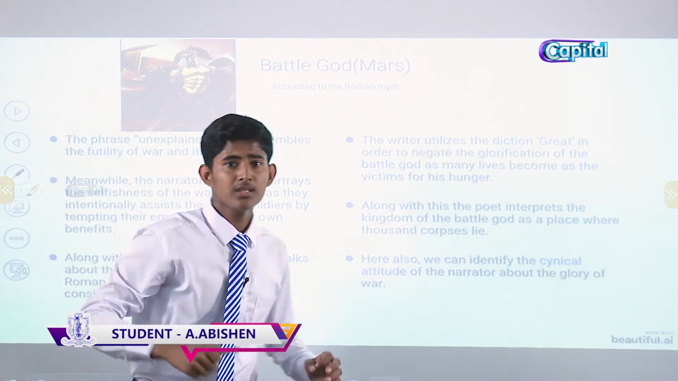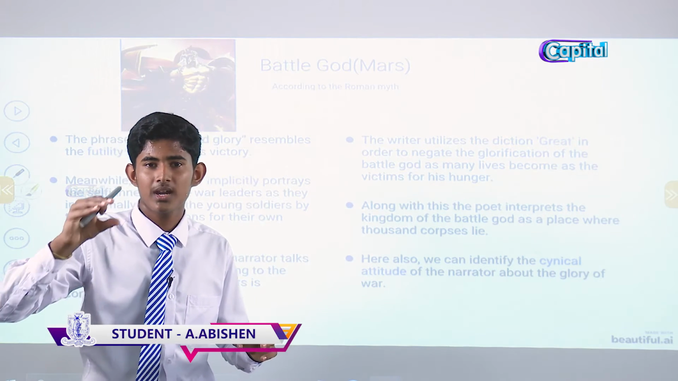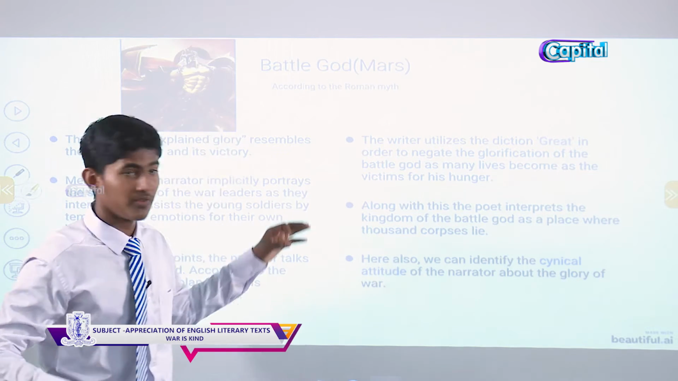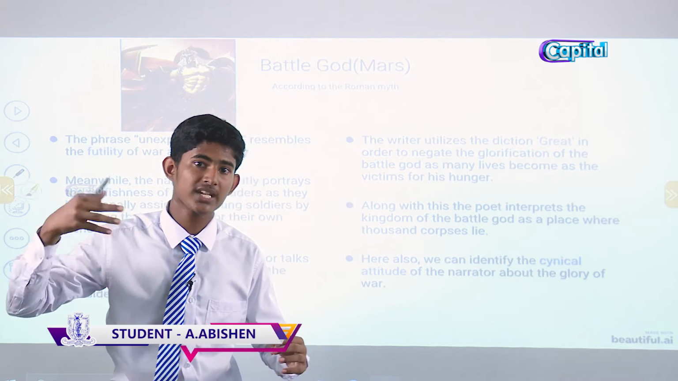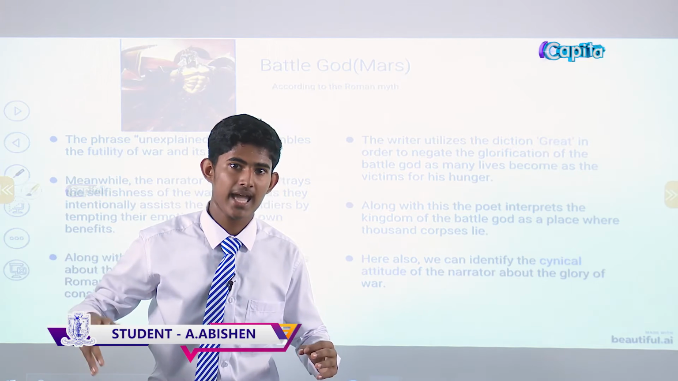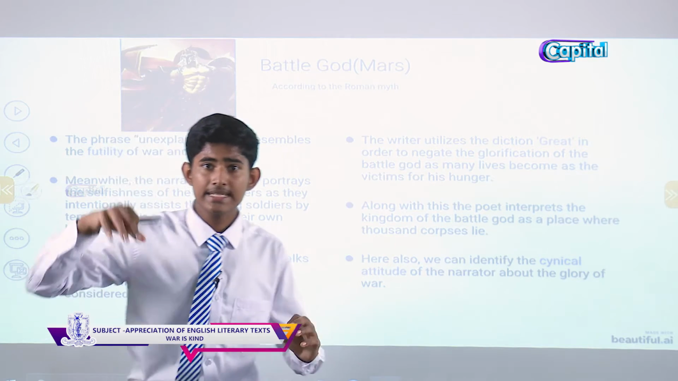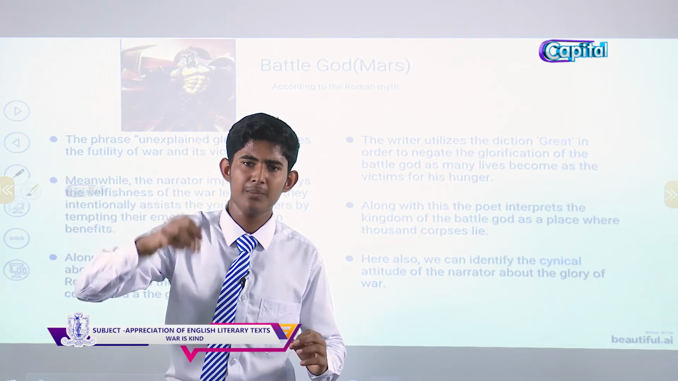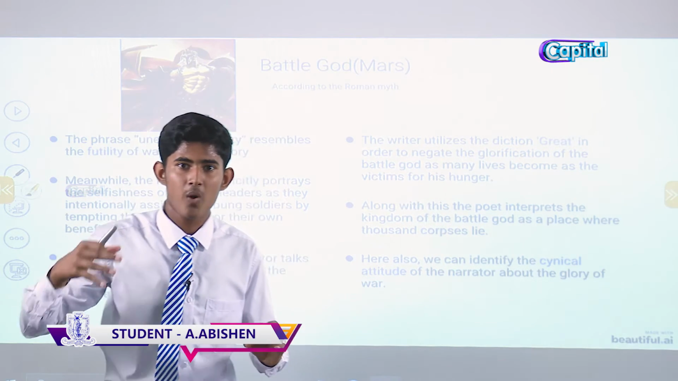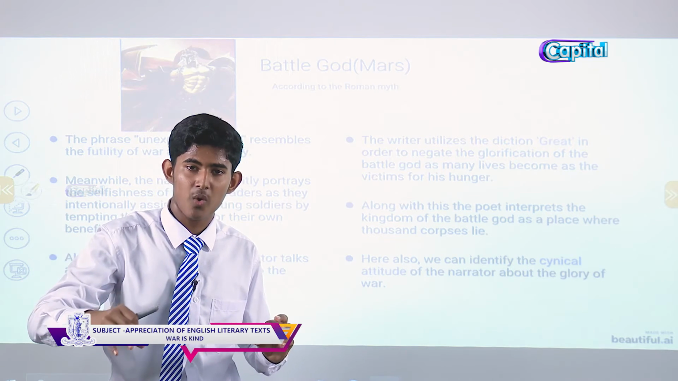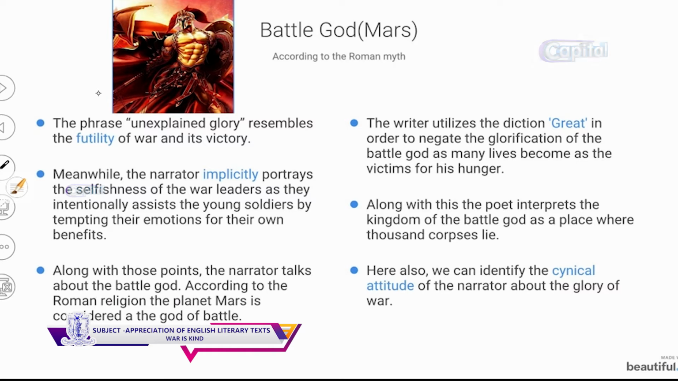And the poet is negating the battle god's glorification also, because he uses some sarcastic adjectives in front of it: great is the battle god, great and his kingdom, filled with 1,000 corpses. Also he addresses the kingdom of the battlefield as a field where 1,000 corpses lie. Corpses means the dead bodies. Actually, these young men become the main meal for the hunger of this battle god. So, in the second stanza, the poet not only negates the glorification of the war, but also makes an antithesis about the battle god Mars.